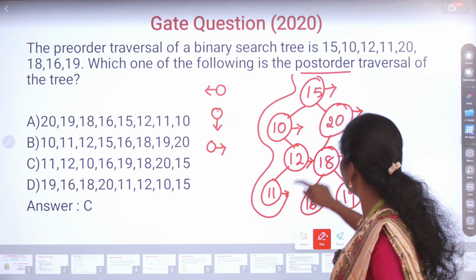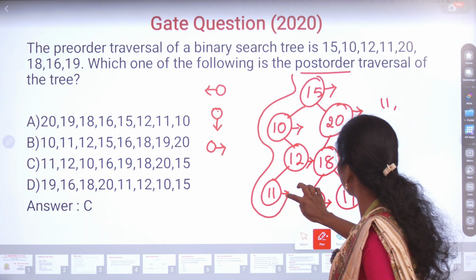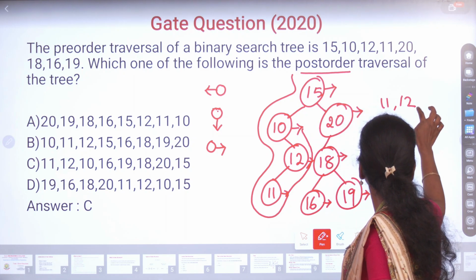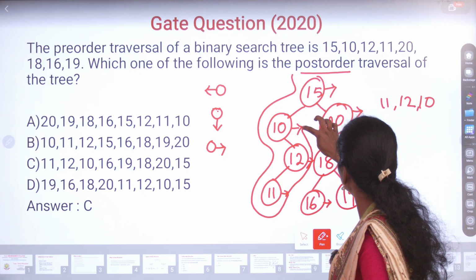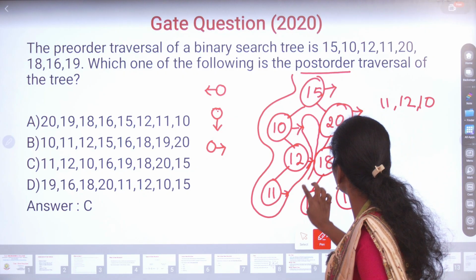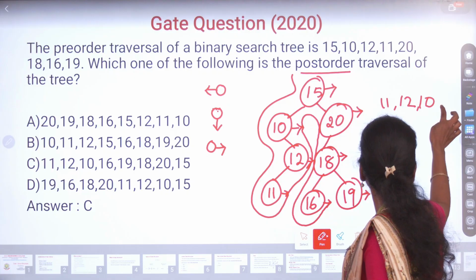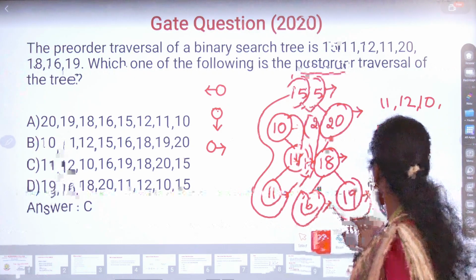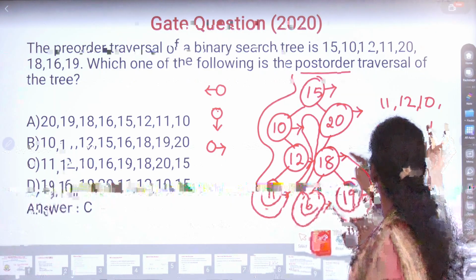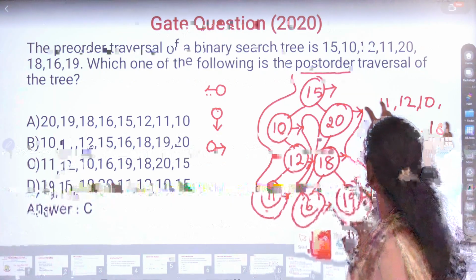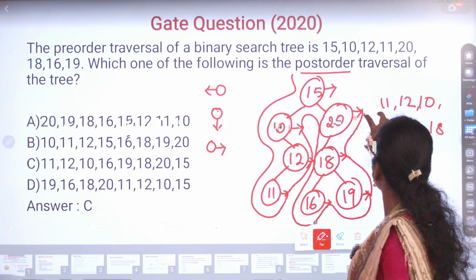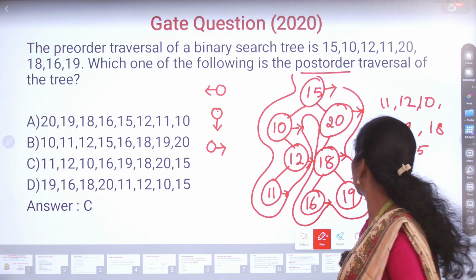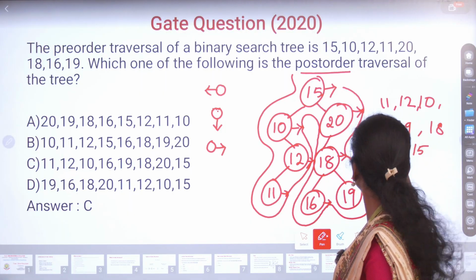Here it touches 11. Again it touches 12. Again it touches 10. Again it just comes back. Again it touches 16. Again it touches 19. Again it touches 18. From 18 to 20. From 20 to 15. It reached the root node. So let's check the answer.